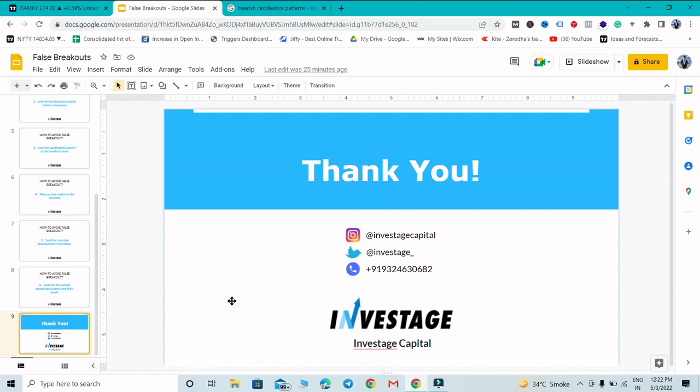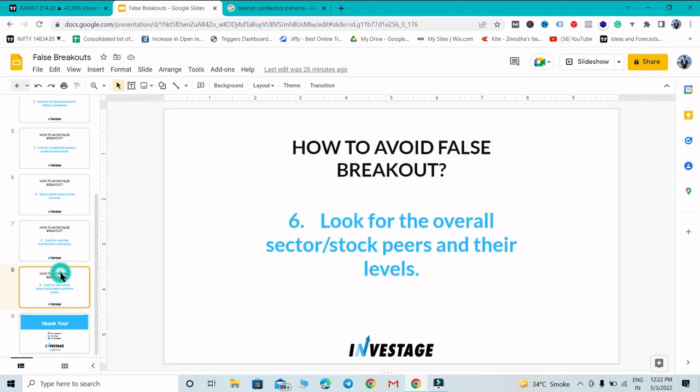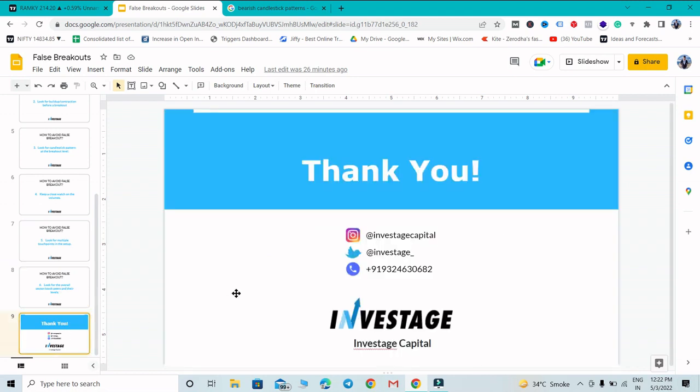I hope we were able to add value. I hope all the points are clear which we had explained, and if you follow each and every point correctly, it will take some time, but especially the last point, which is to look for the overall sector and the stock peers, if you observe that in the markets, you would be able to filter out the best of the best trades. I hope the doubt of how to avoid fake breakouts is clear.